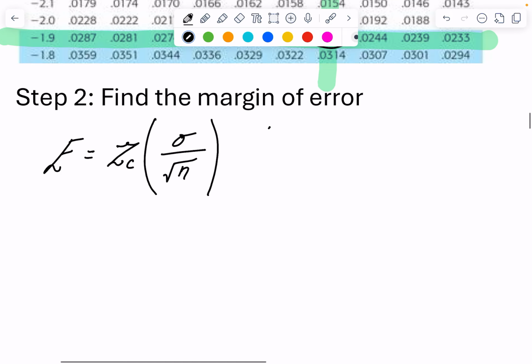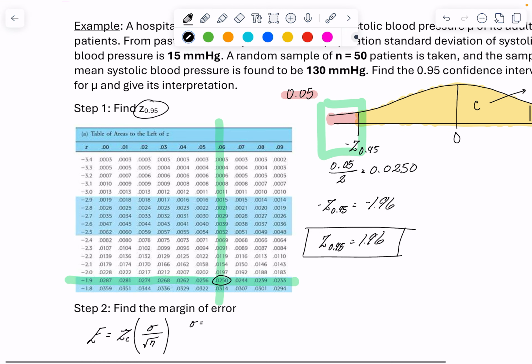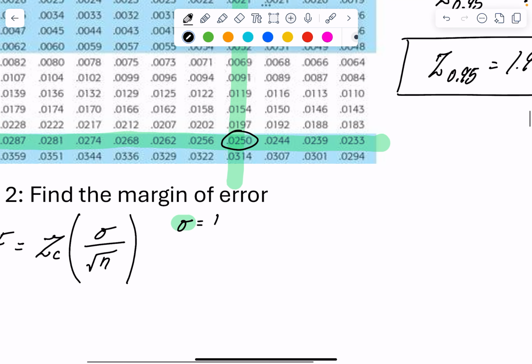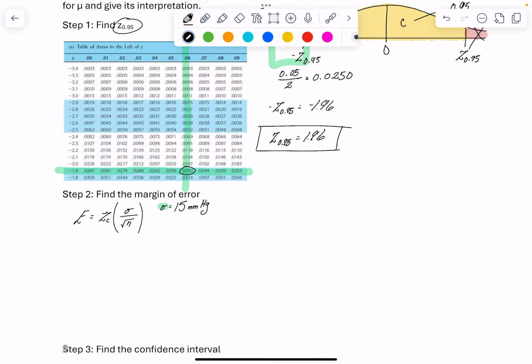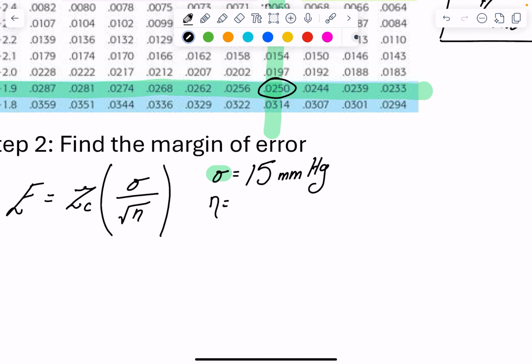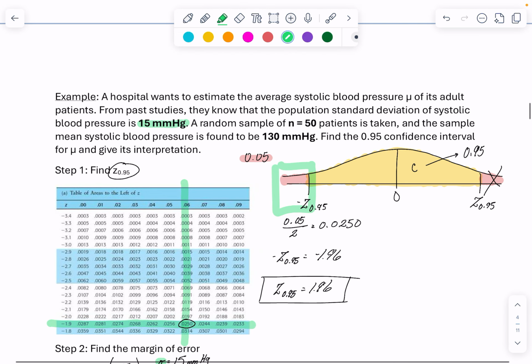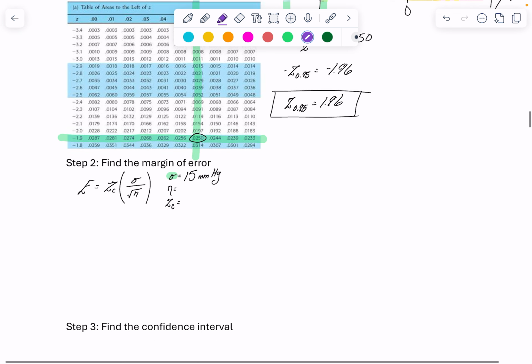We know that our population standard deviation is 15 because that was given to us in the original problem, 15 millimeters of mercury. We also need our sample size and our z critical value. So our sample size was also given to us at 50.